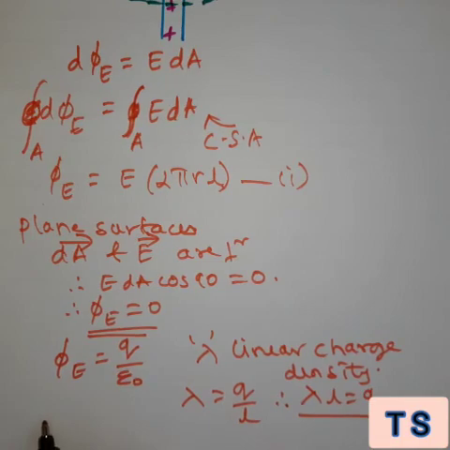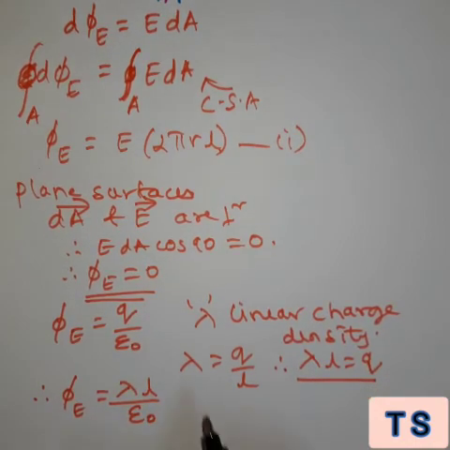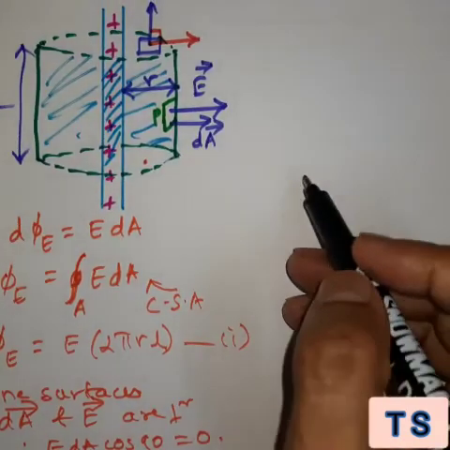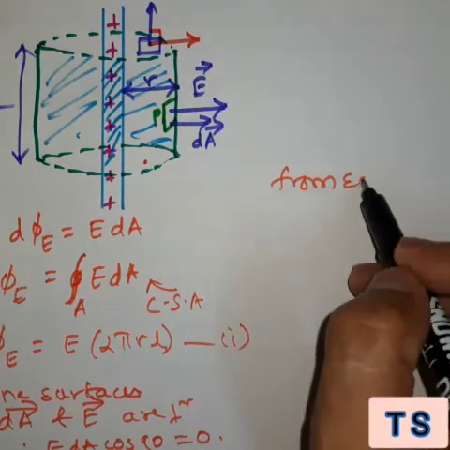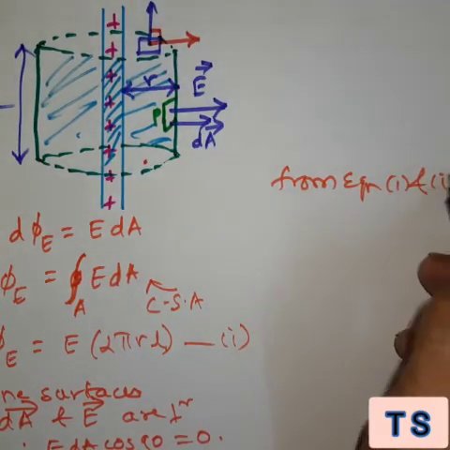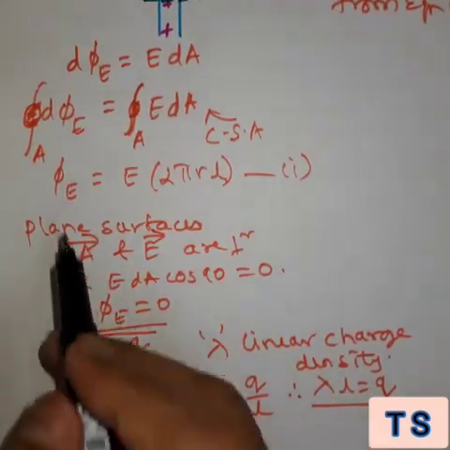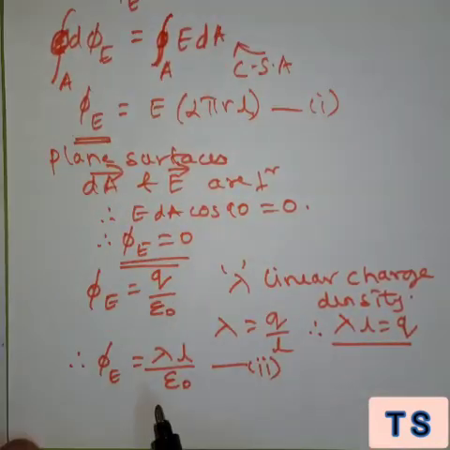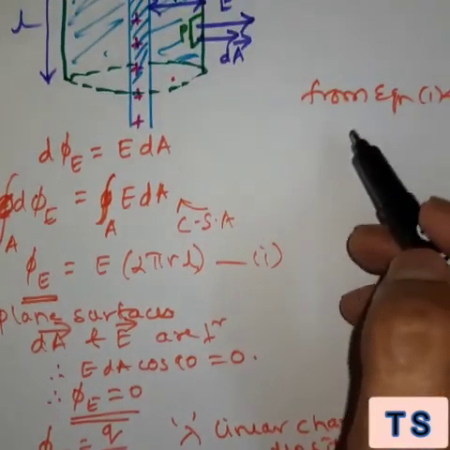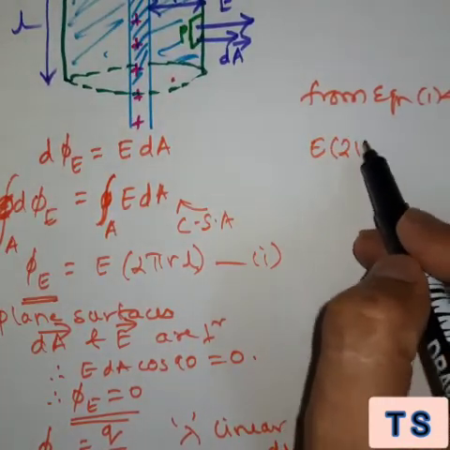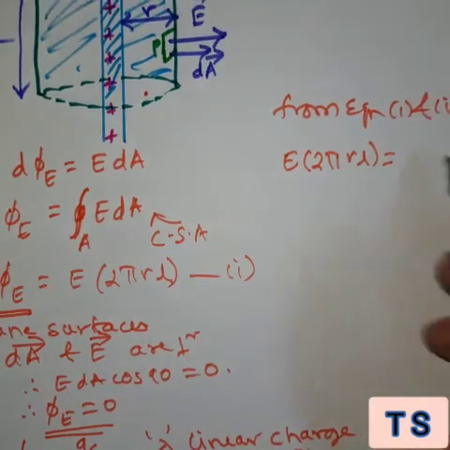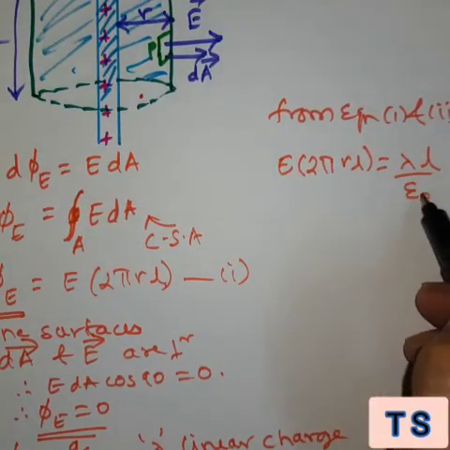So therefore lambda into L will be equal to Q. I substitute this value over here. So I get therefore phi E equals, the value of Q is lambda into L, upon epsilon naught. This is my equation number 2. Now I solve equation 1 and 2. So from equation 1 and 2, since phi E on both the sides is the same, I get E into 2 pi RL equals lambda L upon epsilon naught.